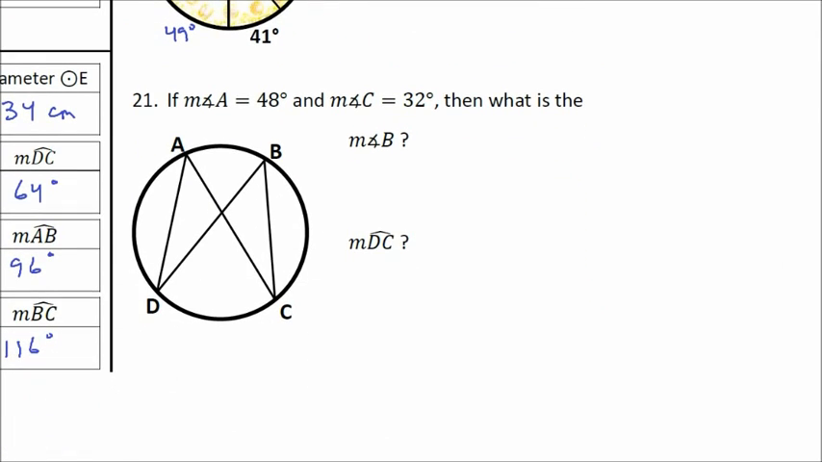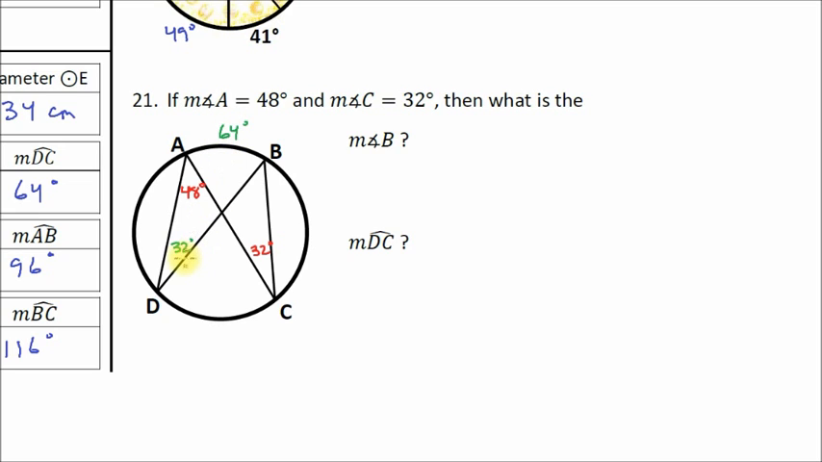Let's take a look at number 21. If the measure of angle A is 48 degrees, I'm going to label that. And the measure of angle C is 32 degrees, then what is the measure of angle B and the measure of arc DC? Well, let's fill in everything that we know. We know that if this angle is 32 degrees, that's an inscribed angle. That means AB must be twice as big as that, or 64.